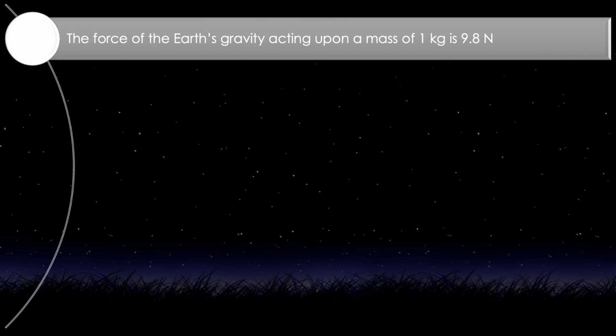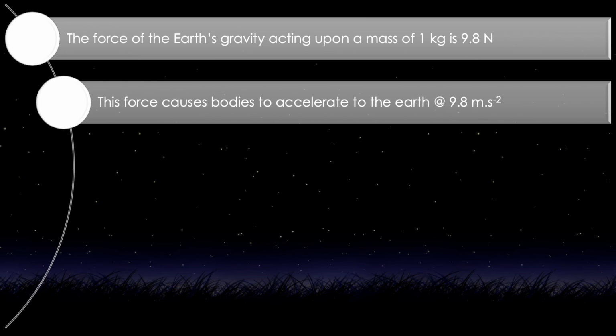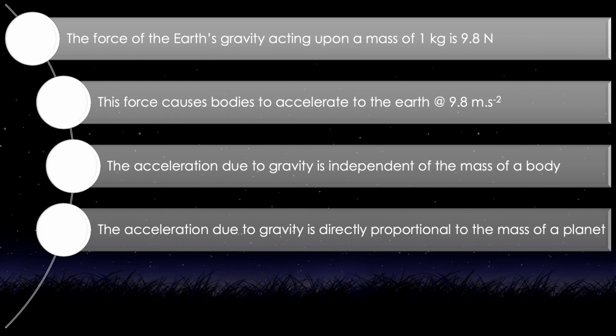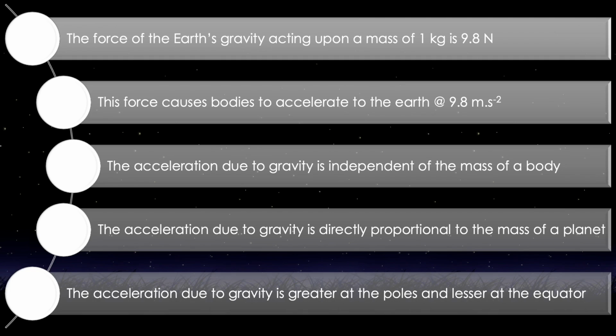And now the summary of this video. The force of the Earth's gravity acting upon a mass of 1 kg is 9.8 Newton. This force causes bodies to accelerate to the Earth at the rate of 9.8 meters per second square. The acceleration due to gravity is independent of the mass of a body. The acceleration due to gravity is directly proportional to the mass of a planet. The acceleration due to gravity is greater at the poles and lesser at the equator.